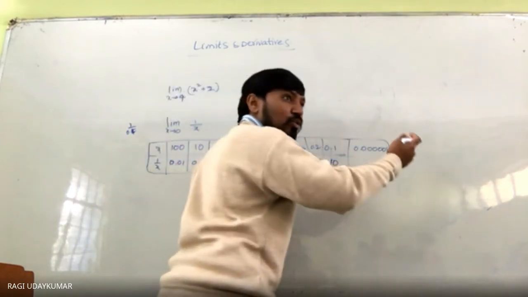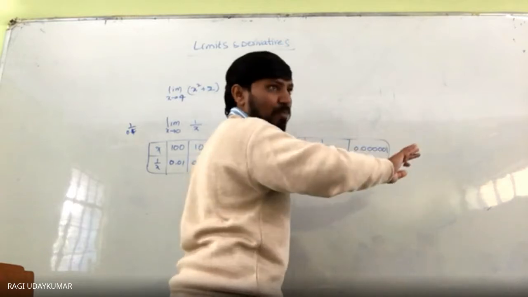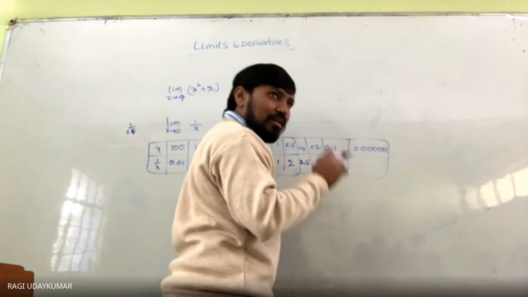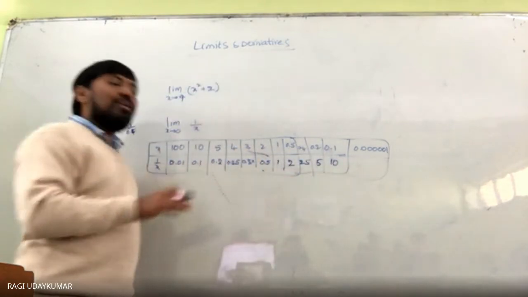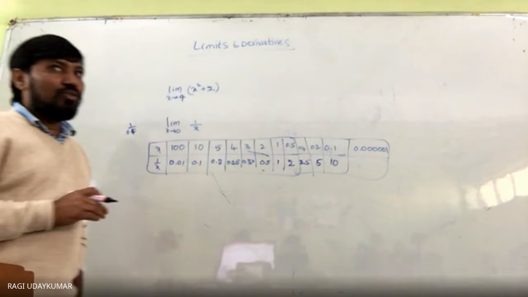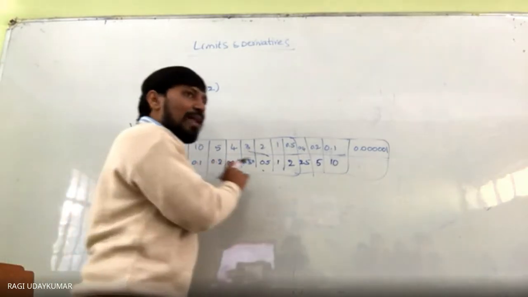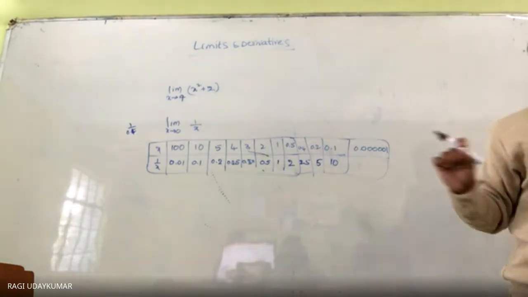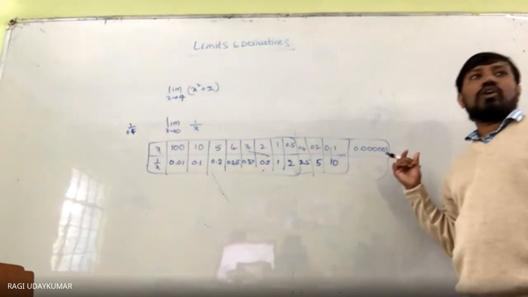Still, you decrease the value, but not to 0. Decrease the value near to 0, but not exactly 0. So when you go on decreasing the value, this value 1 by x is going on increasing, and a very big number you are going to get.